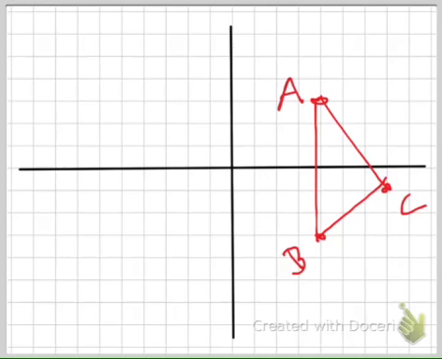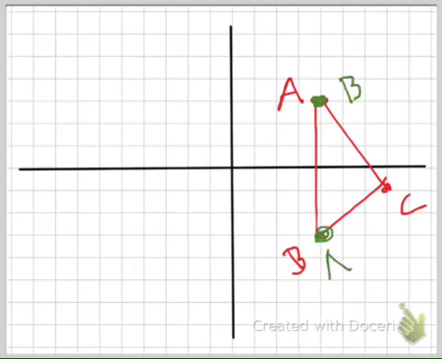Point B is 3 points away. Well, it's still 3 points away. It's going up there. So this is now point B. Point A, 3 away, still 3 away. Point C, 1 away, still 1 away.